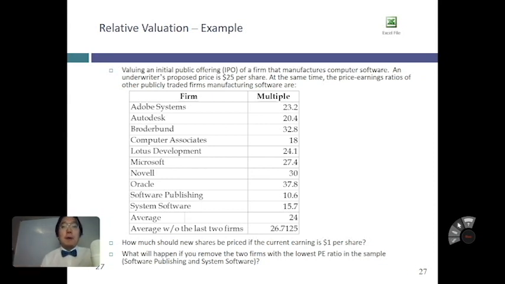Okay, here we show you a PE ratio, for example. You're valuing an initial public offering of a company that manufactures or produces computer software. Okay, the underwriter's proposed price is $24 per share. At the same time, the price earnings ratios of other publicly traded companies in the same industry are as follows. It is shown. Okay, what is going on over here?